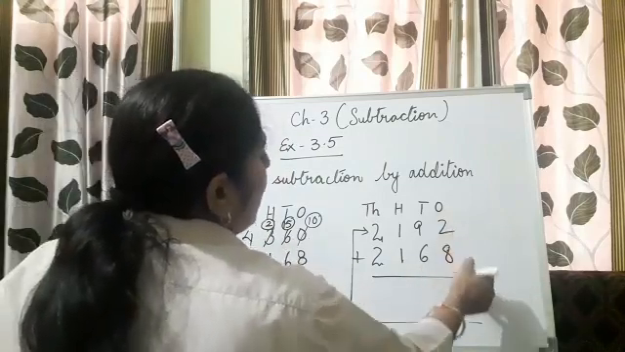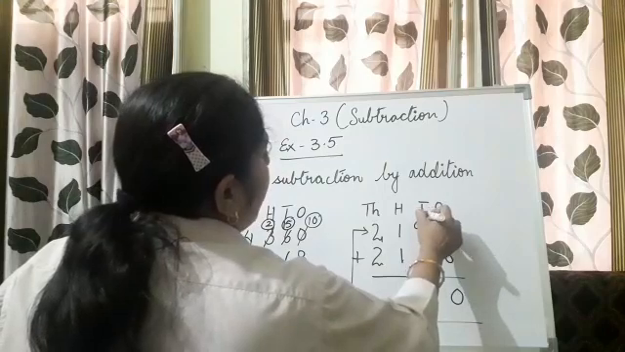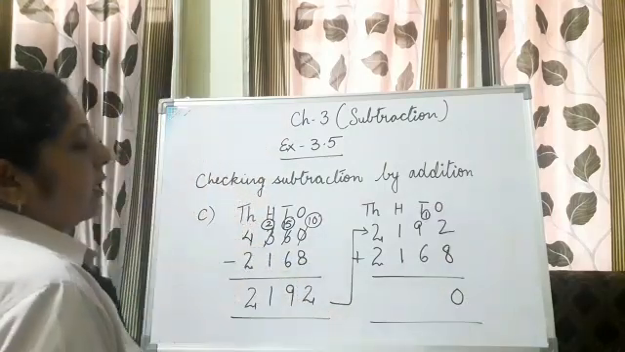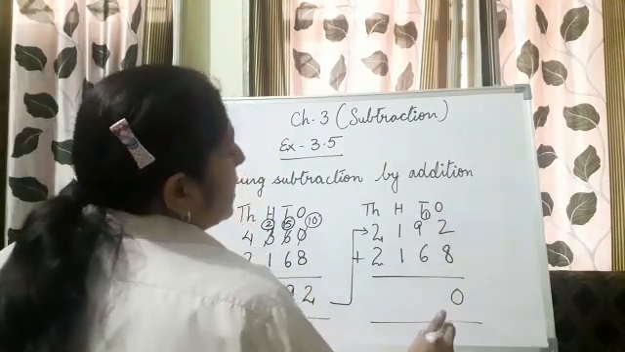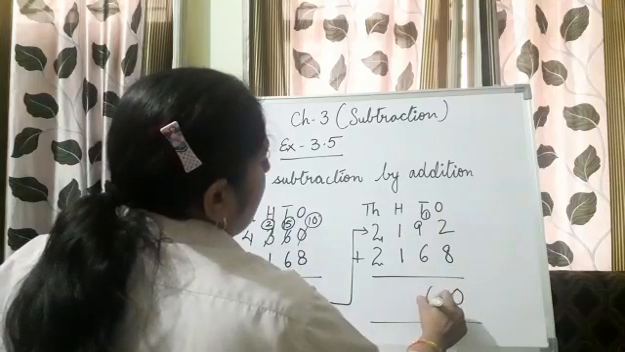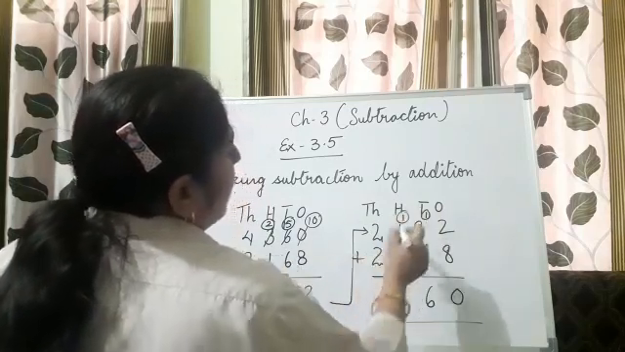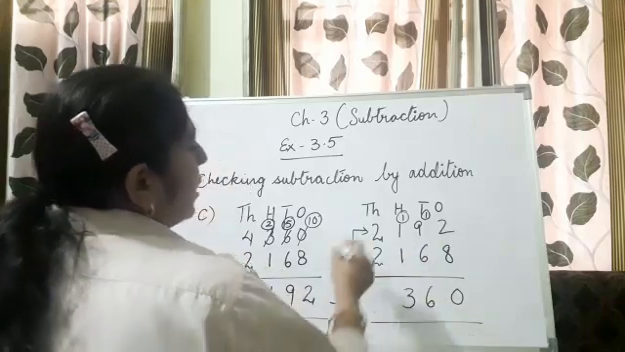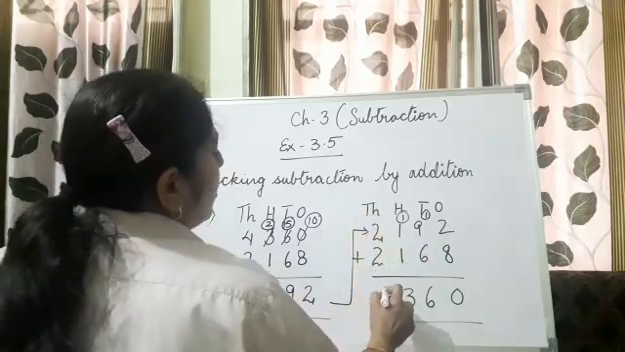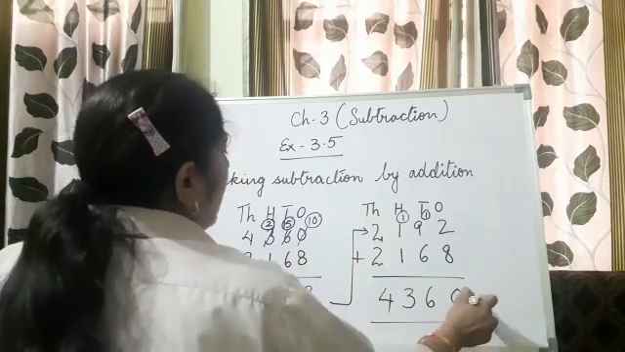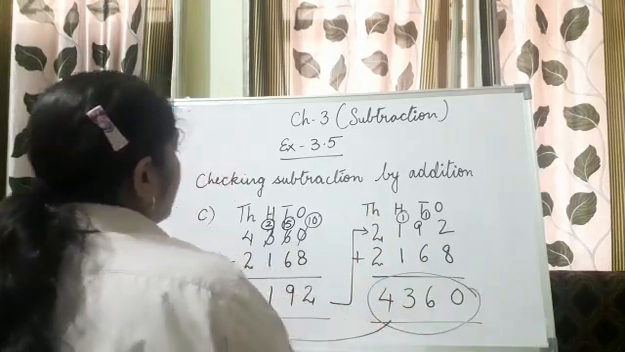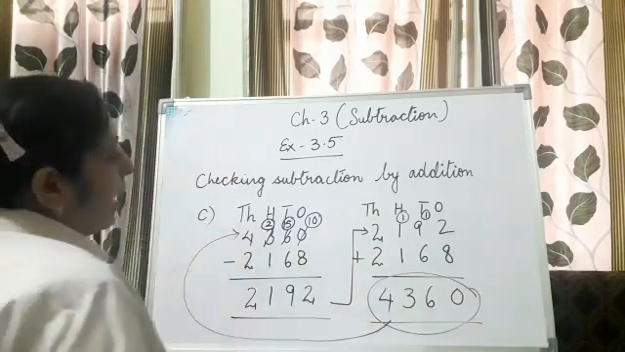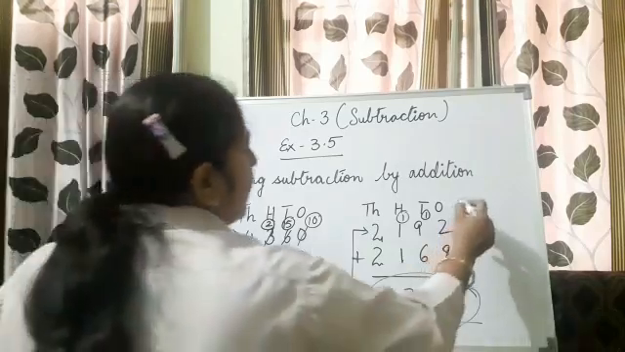Let's see. 2 plus 8 is 10. Carry 1. 1 plus 9 is 10. 10 plus 6 becomes 16. Again carry 1. 1 plus 1 is 2 and 2 plus 1 is 3. Coming to the last place, 2 plus 2 is 4. So we now again get back the first number after this checking part.